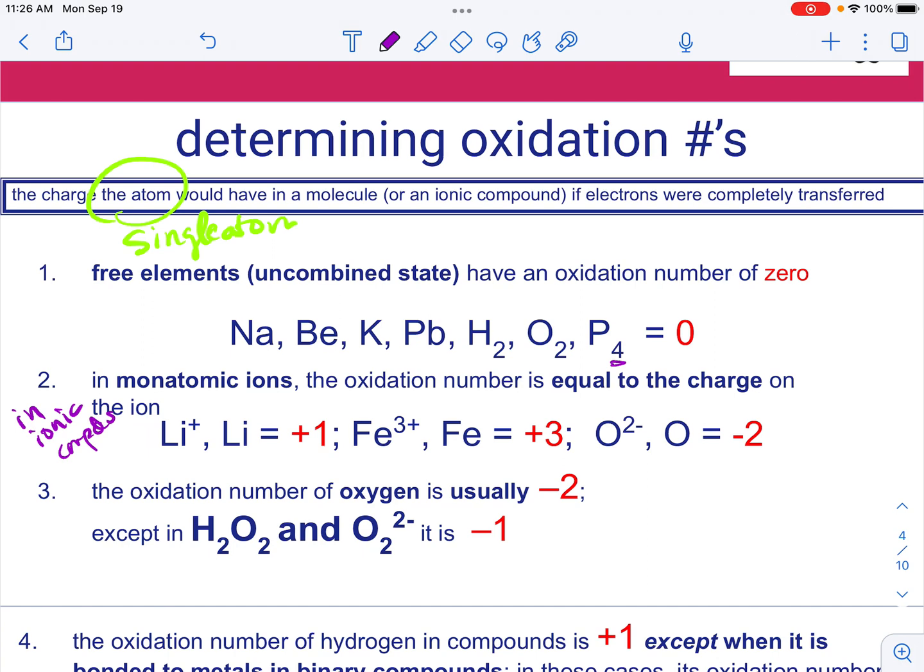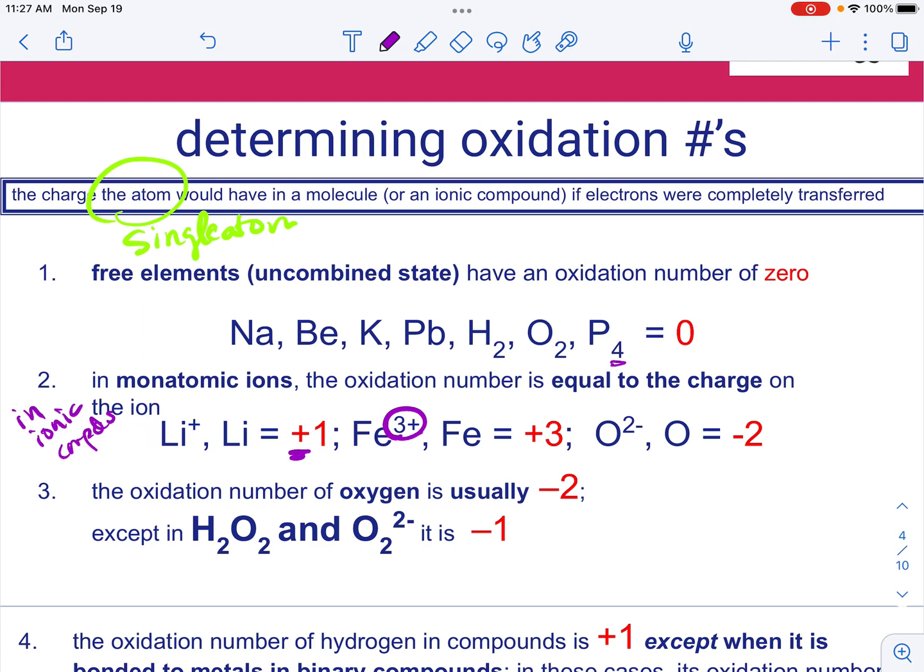Also notice that when we write oxidation numbers, we put the sign first, and when we write ion charges, we put the number first. This is a very small distinction between the two, but knowing it makes you look very literate, so try to keep that straight.